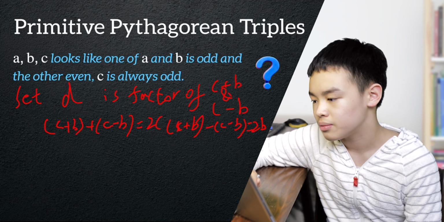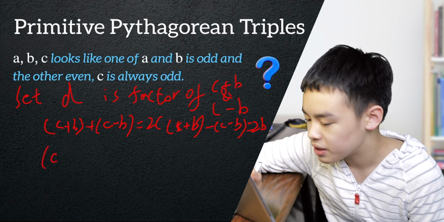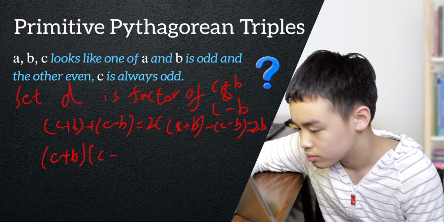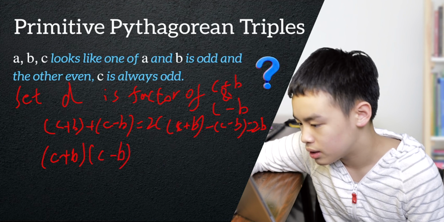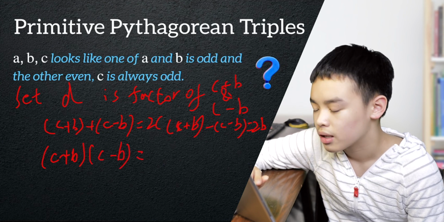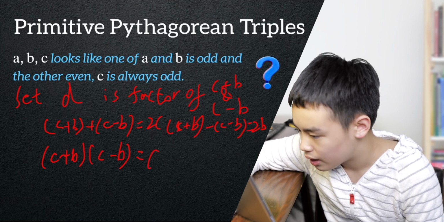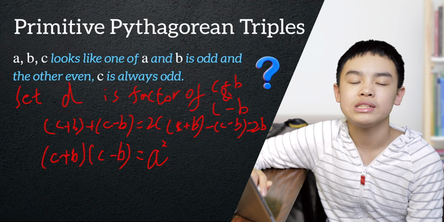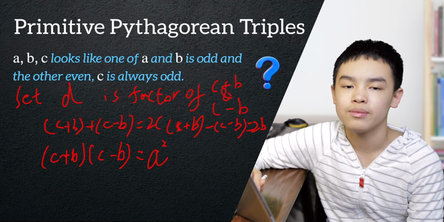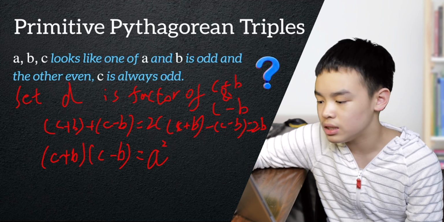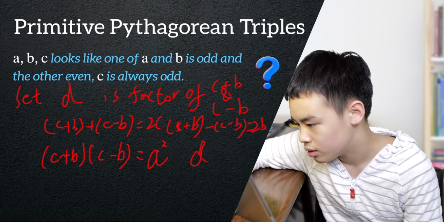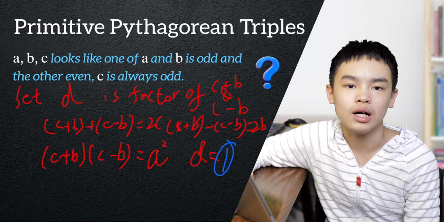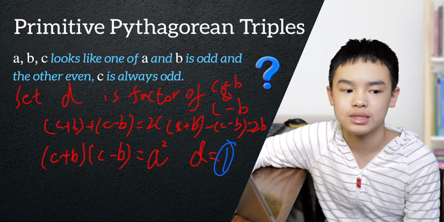And then we see that if we multiply these two terms together, we get a squared, and a is odd. So a squared is also odd. So right now d must divide an odd number and an even number. And the only choice for d, therefore, is 1. In other words, they do not have a common factor except 1.